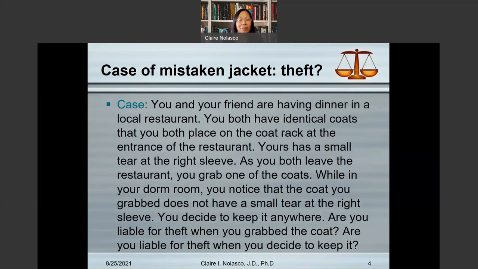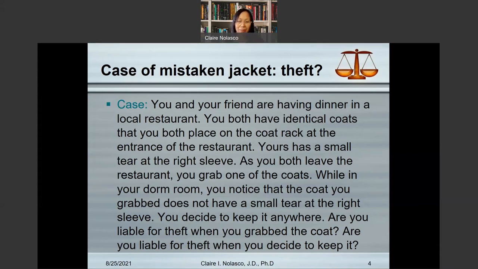the law on crime? The second case is the case of the mistaken jacket. Let's pretend you and your friend are having dinner in a local restaurant. You both have identical coats that you both place in the coat rack at the entrance of the restaurant. Yours, however, has a small tear at the right sleeve. As you both leave the restaurant, you grab one of the coats. While in your dorm room, you notice that the coat you grabbed does not have a small tear at the right sleeve. You decide to keep it anyway. Are you liable for theft when you grab the coat? How about when you decide to keep it?